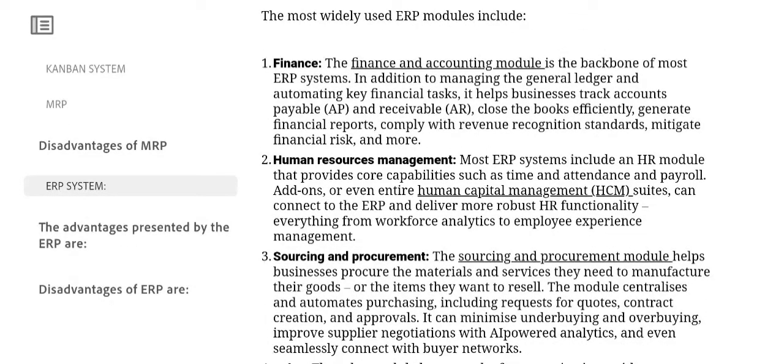First one is finance. The finance and accounting module is the backbone of most ERP systems. In addition to managing the general ledger and automating key financial tasks, it helps businesses track accounts receivable. Means what? With this ERP system you can easily manage finance. You should know that these are the payouts and these are the pay-ins. Means the sales order, purchase order, inventory, stock value, then the material which is required, their stock value, their pricing, and everything has been controlled in this finance.